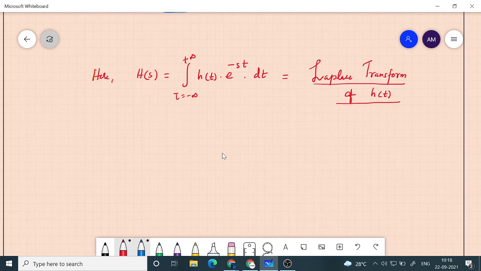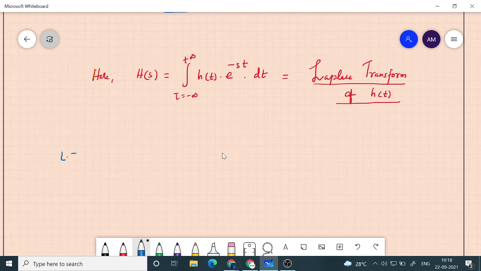I don't know whether you have studied Laplace transform earlier in mathematics. Let me know. Have you seen this expression? No, sir. No. Okay, doesn't matter. If you have not seen, now you see it. This is the way we calculate the Laplace transform of any function. Okay, so let me rewrite it.